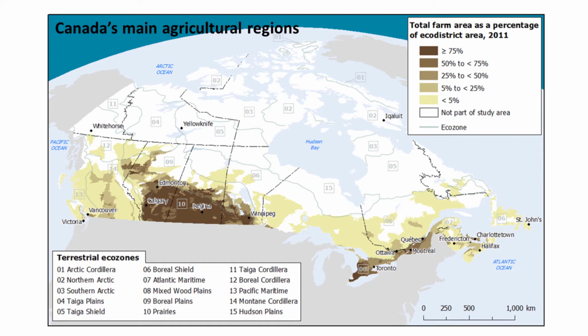This is a map produced by Statistics Canada that shows total farm area as a percentage of eco-district area in 2011. Essentially, in areas with darker colors, a greater percentage of that land base is classified as agricultural land, and areas that are white have no counted agriculture. This map gives us a pretty good idea of Canada's main agricultural regions. There's actually 5 of them, so let's go through each of them.